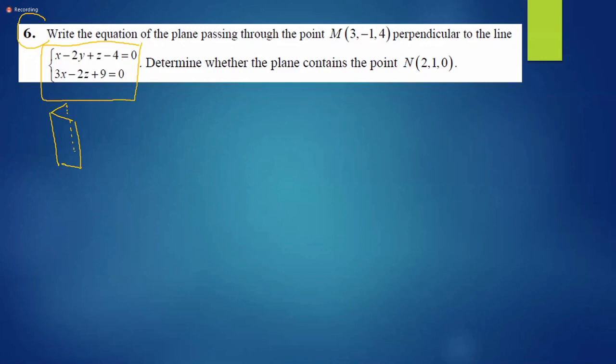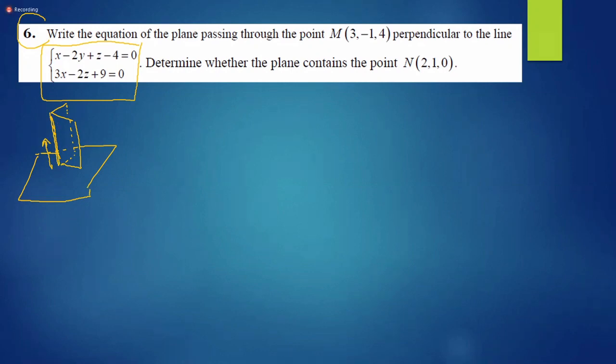And we need to find the equation of a third plane, which is perpendicular to this line. That is, it has to be perpendicular to these two planes also. So we need to find a third plane that is perpendicular to these two, which means its normal vector is the same as the direction vector of this line, the intersection line of the first two planes.